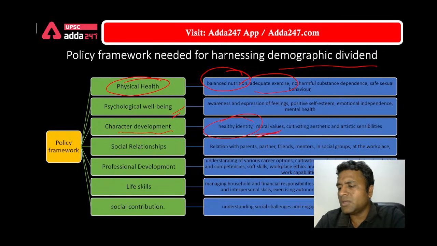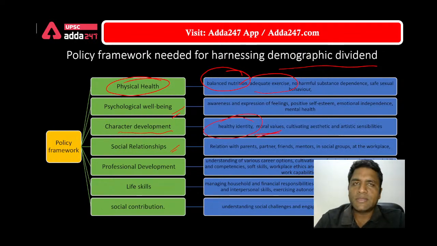In addition, if you talk about social relationships, relationships with family members, friends, members of social groups, and at the workplace, those things have to be taken care of so that everyone remains happy about each other. Even if there is competition, there is not enough rivalry, and everyone feels good about each other. These things become very important.